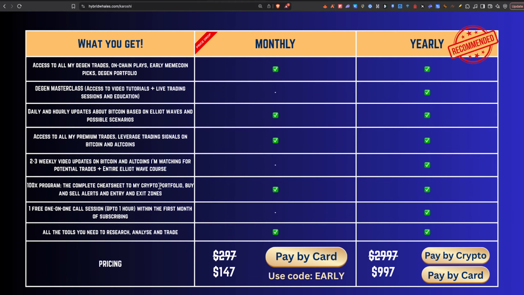to my crypto portfolio, buy and sell alerts, and entry and exit zones given right out there. All right. And of course, guys, you are also going to be getting all the tools you need to research, analyze, and trade. This is for the monthly members.